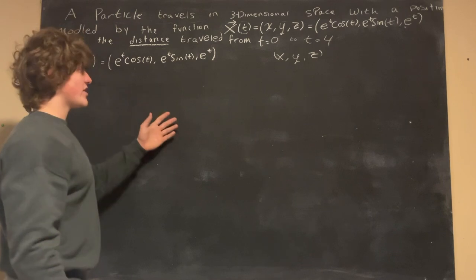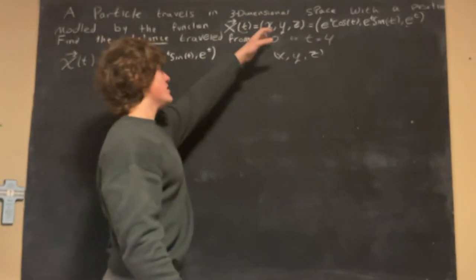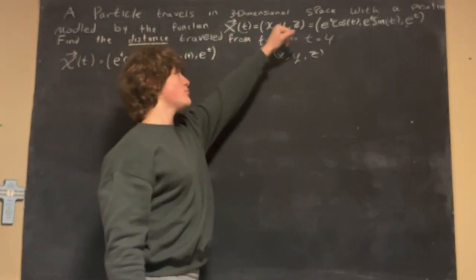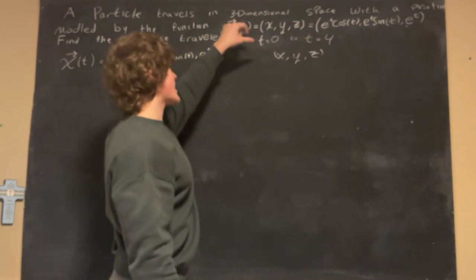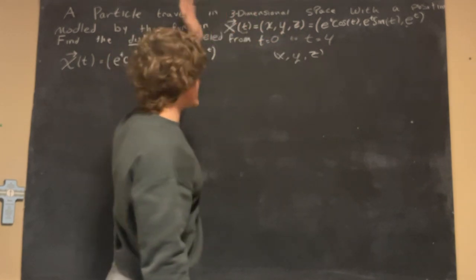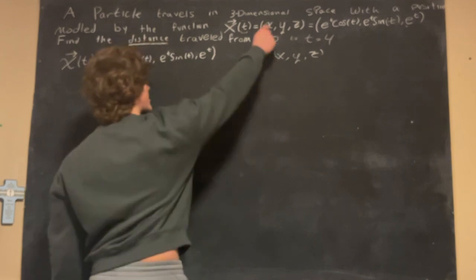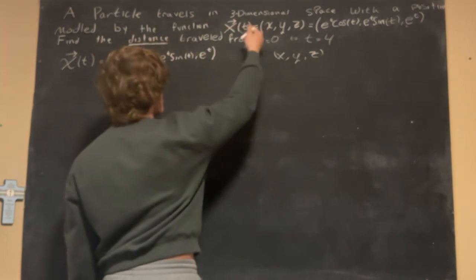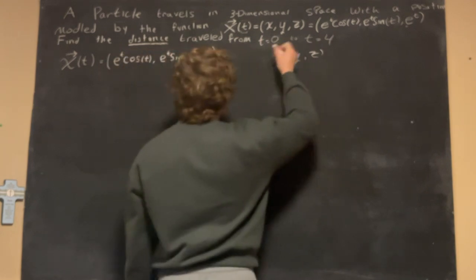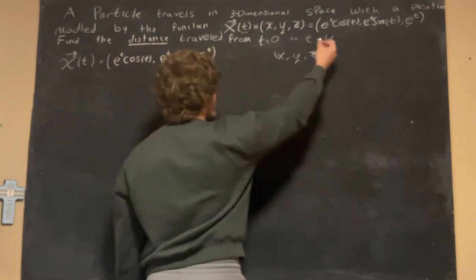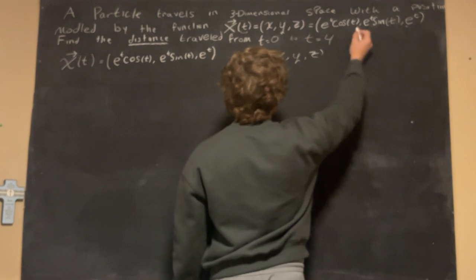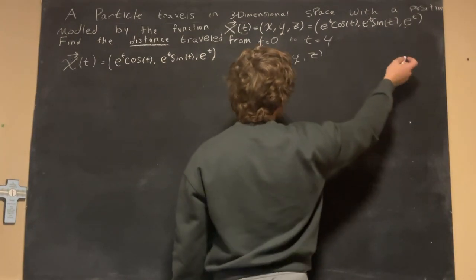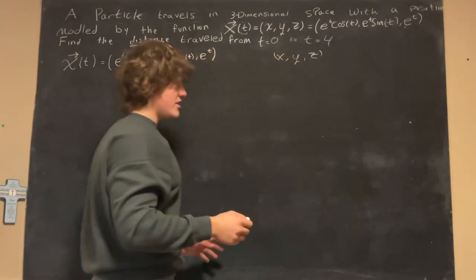So the position is modeled by x of t is equal to x, y, z, where this is x as a vector, which means that just the position. So ignore that these two are the same. They have no correlation besides that this is just the first part of this. So x of t is equal to x, y, z, which is equal to e to the t cosine t, comma e to the t sine of t, comma e to the t.